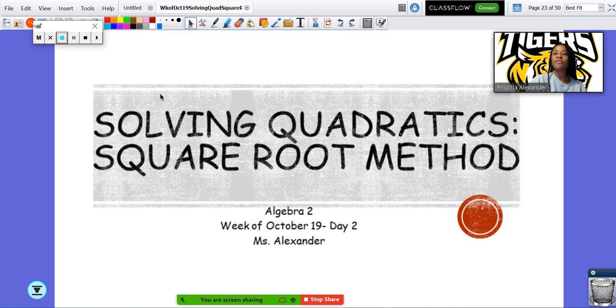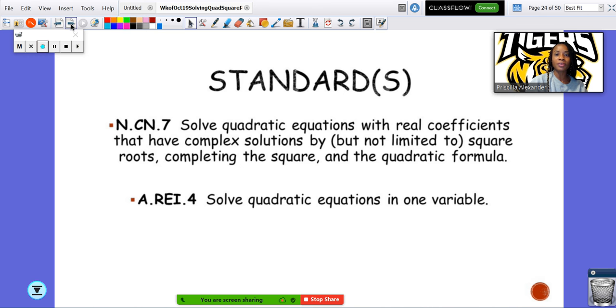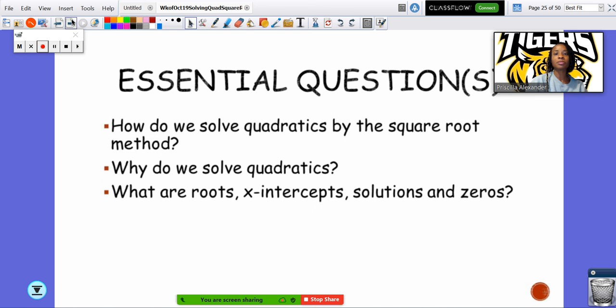Okay, so solving quadratics is what we're going to talk about in this lesson. We already talked about solving quadratics with the square root method, and we said that we can only use this method when our highest exponent is x squared, and x squared is the only variable in the question. Here our standard is we're going to solve quadratic equations using all these different types of methods, and we're going to have complex solutions and some real solutions in these problems too.